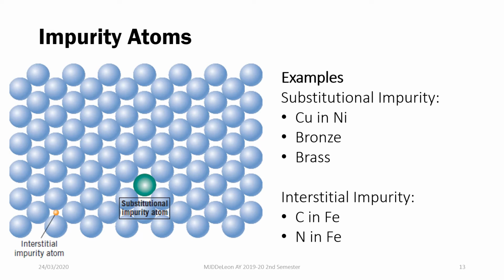So examples of our impurity atoms, so we have copper and nickel, bronze and brass. Again, bronze is copper plus tin and brass is copper plus zinc. You also have your interstitial impurities, carbon in iron and nitrogen in iron. So the difference between your substitutional and interstitial impurities is where they tend to go in our lattice. Pag interstitial impurity mo, it will tend to go inside an interstitial site of your crystal. Meanwhile, for a substitutional impurity, this will tend to replace the host atom in its lattice position.